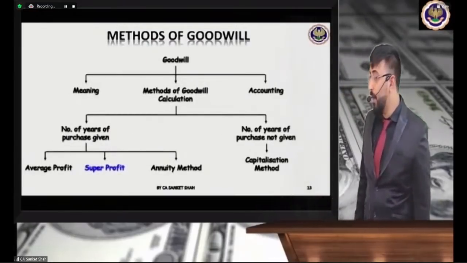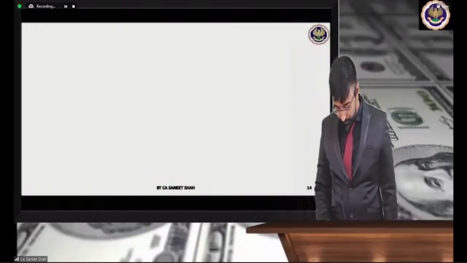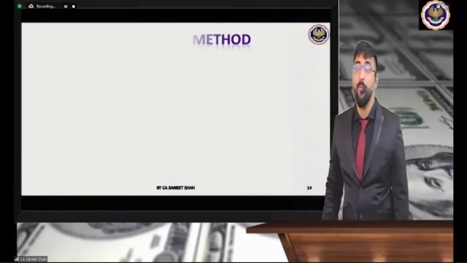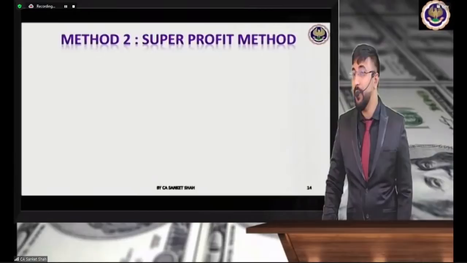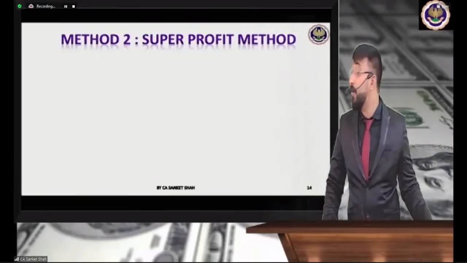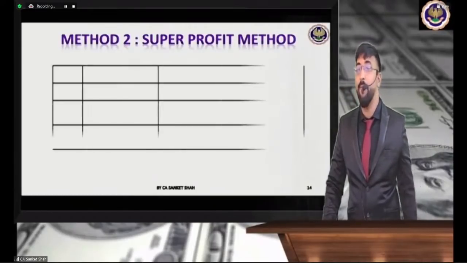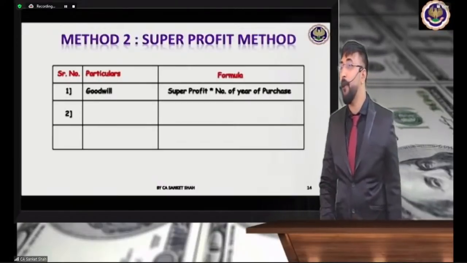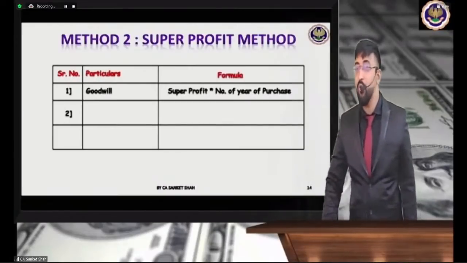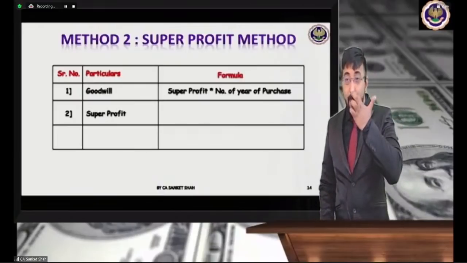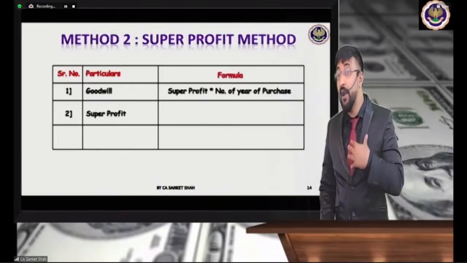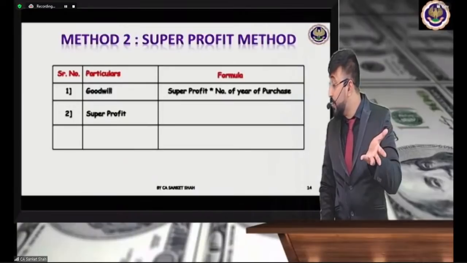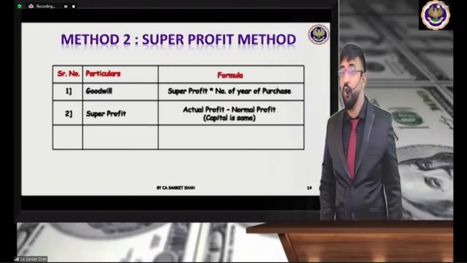So super profit. Now super profit. Okay, so for super profit, yes. What is the difference between super profit? Name itself. Difference between profits. Very good. Difference between profits. Okay, so goodwill is equal to super profit into number of years of purchase. So how to calculate super profit? Super profit means my profit, the actual profit, minus my competitor's profit, which is called normal profit. Actual profit minus normal profit.